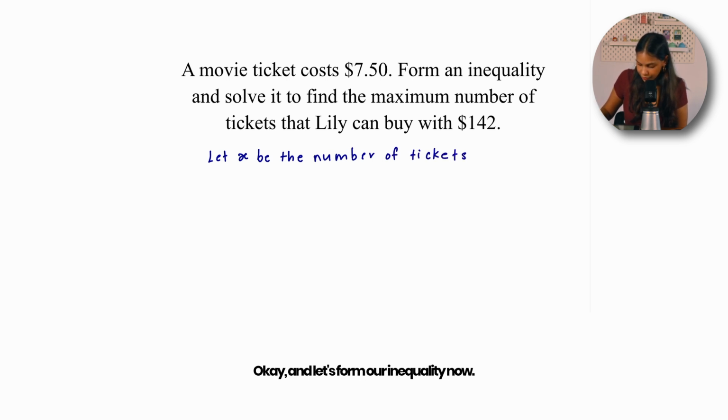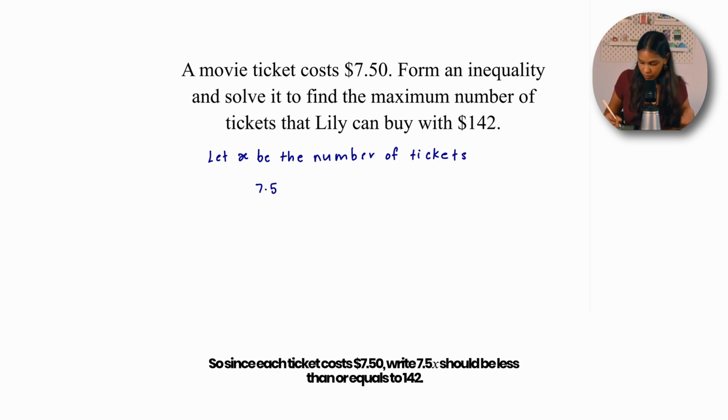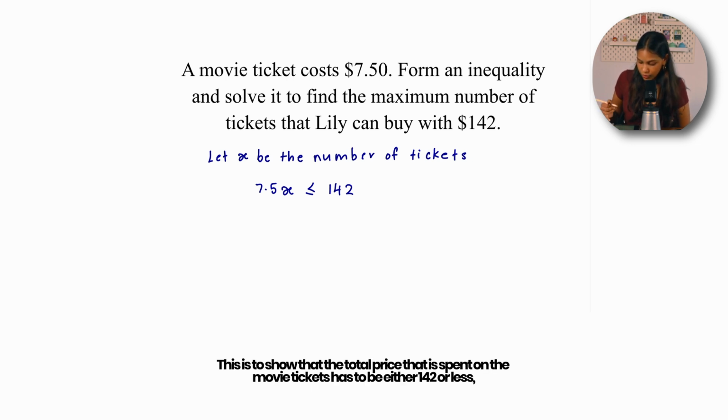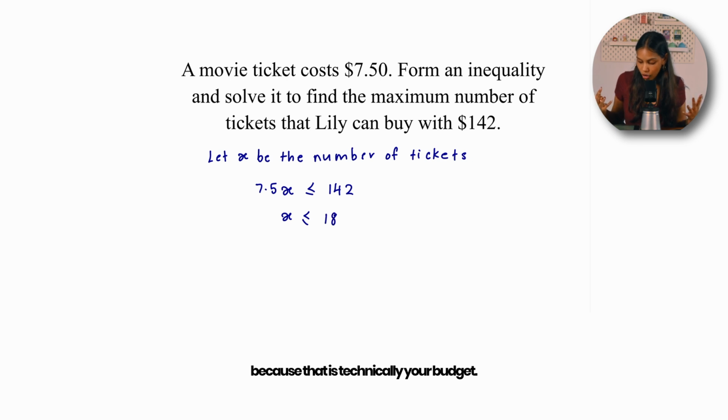Okay, and let's form our inequality now. So since each ticket costs $7.50, write 7.5x should be less than or equals to 142. This is to show that the total price that is spent on the movie tickets has to be either 142 or less, because that is technically your budget.